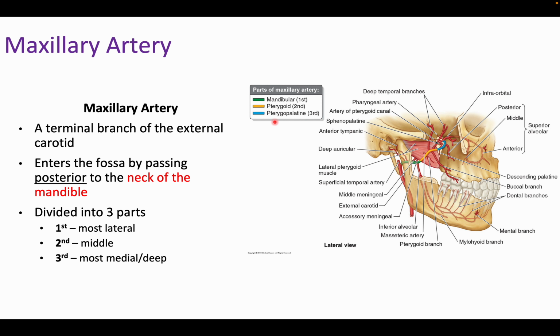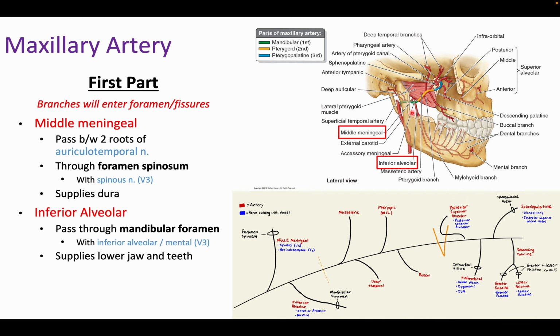And so here are the names of those. In the 2027 course pack, it doesn't have us required to remember these names, so you can just remember first is most lateral, third is most medial. And so let's look at each part and what the branches are.